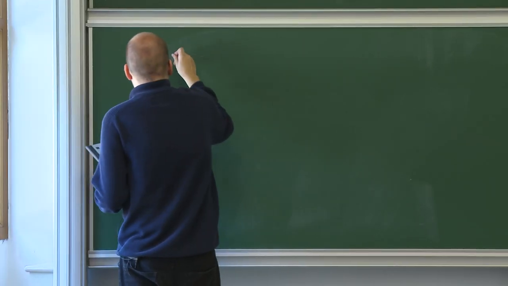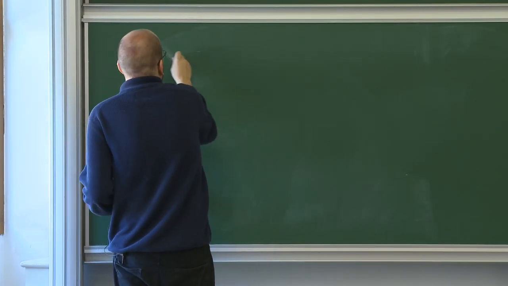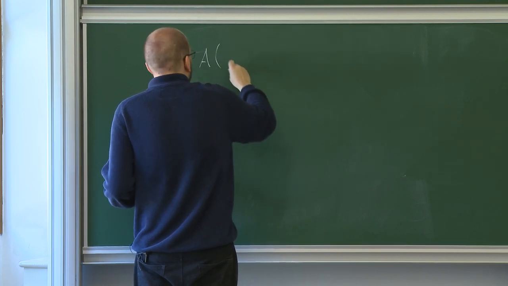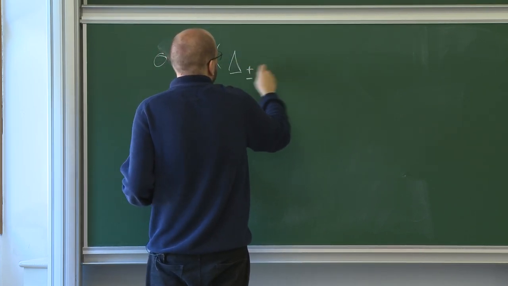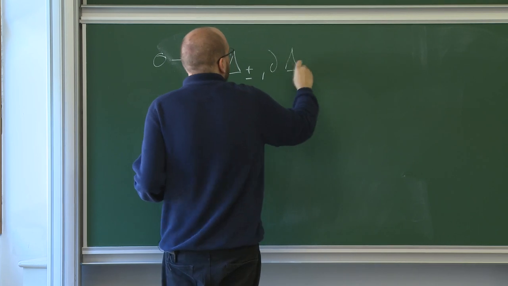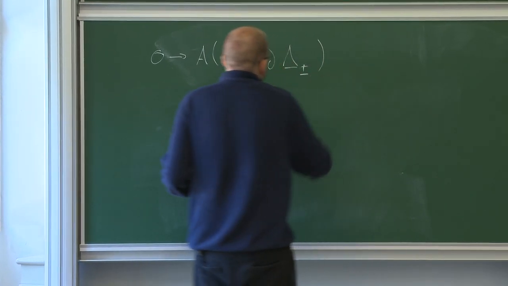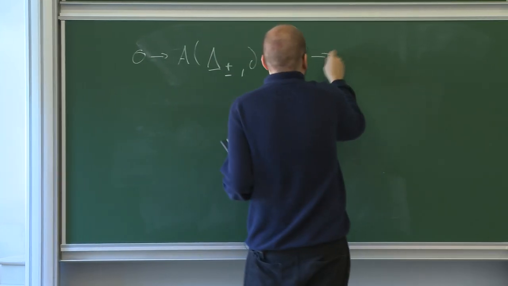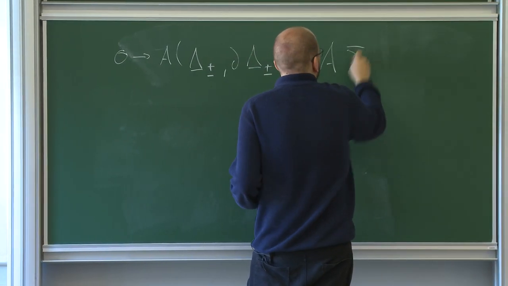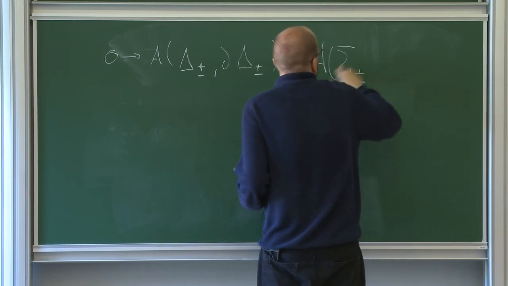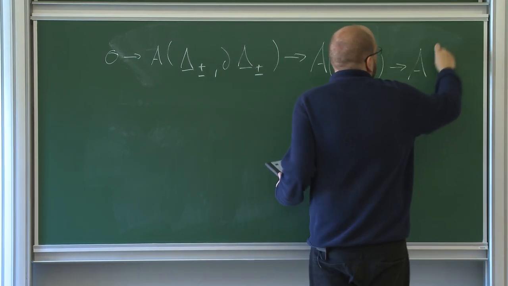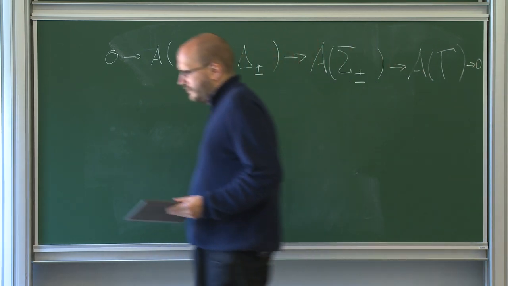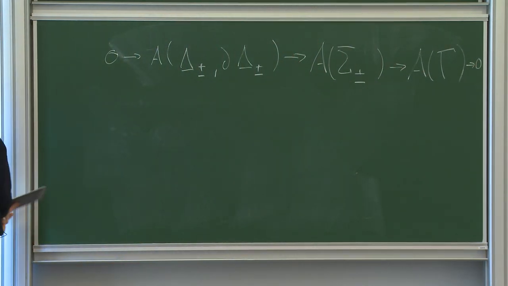So what I could write on is, for instance, I can look at the short exact sequence: A delta plus minus, boundary delta plus minus, A sigma plus minus, to A gamma, to zero. Here plus minus just means it works for the pluses and for the minuses, right? Why is this a short exact sequence?